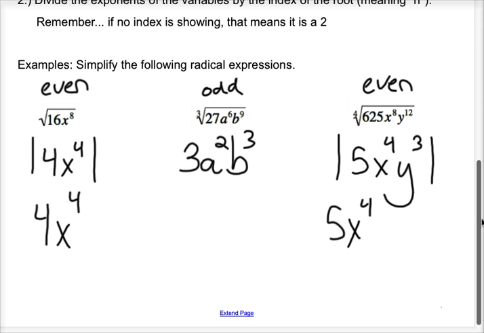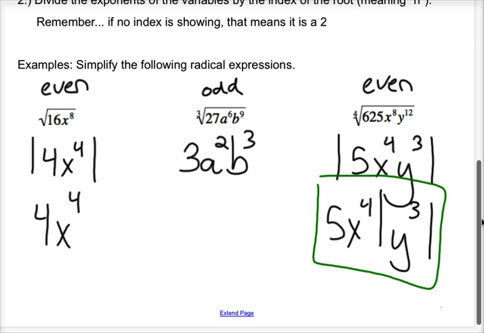The only thing that we have to worry about here is that y to the 3. If y is negative, y to the 3 would be negative, and that's what we need to be cautious about. So when you have an odd power, you need to leave it inside that absolute value. Okay? So the most simplified solution is going to be this.